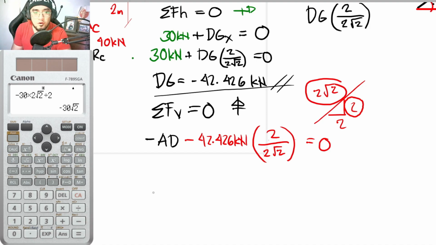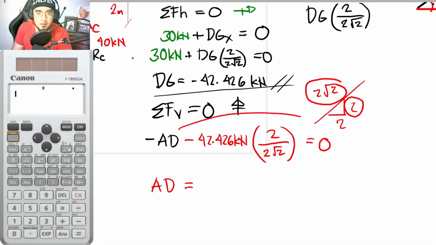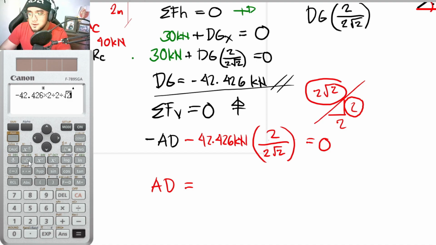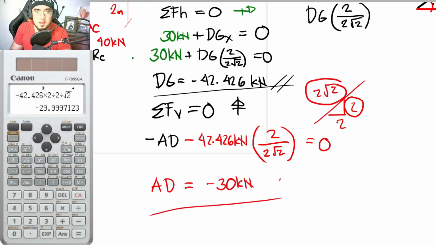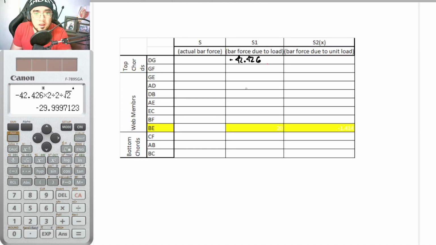Then solving for AD, you can either use shift solve or any method. If I transpose negative AD to the other side and solve for this particular value, our answer here is negative 42.426 kilonewtons times 2 divided by square root of 2. So our answer here is negative 30 kilonewtons. That is for AD. I will be listing it here, negative 30 kilonewtons.